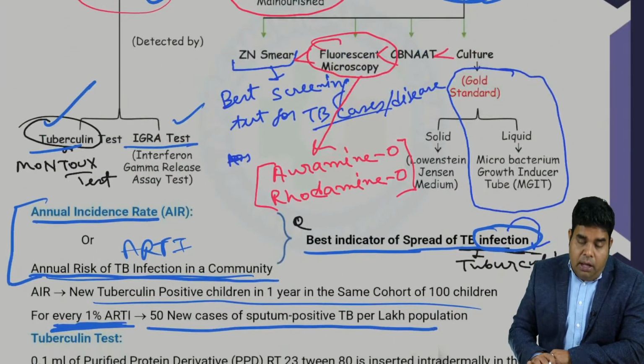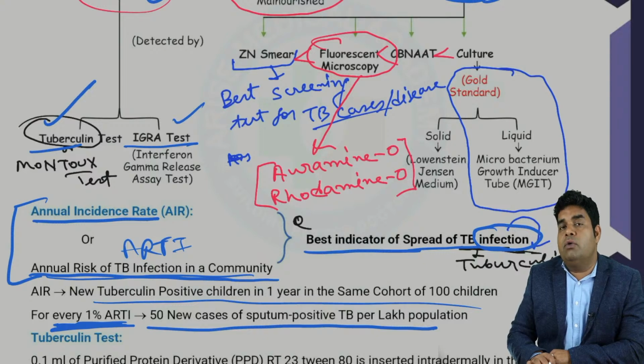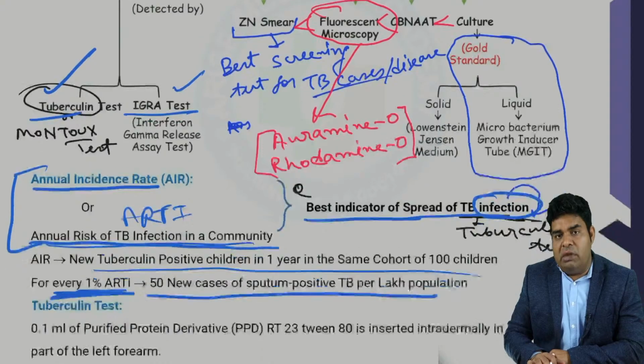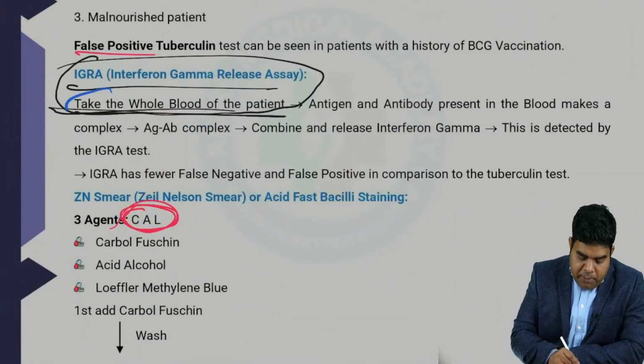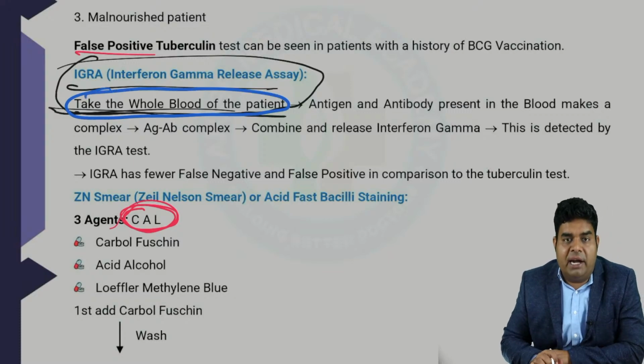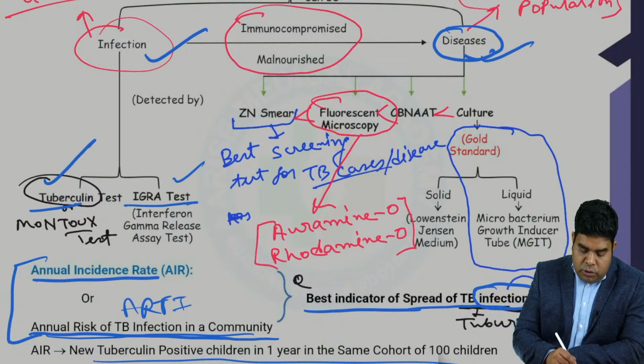Then they have asked it in NEET 2018 itself, the same year, which test of TB needs a whole blood sample of the patient. So the only test in which a whole blood sample is needed is IGRA. Whole blood sample is taken in the interferon gamma release assay. In the rest, we do not take a whole blood sample. So these two are for infection.